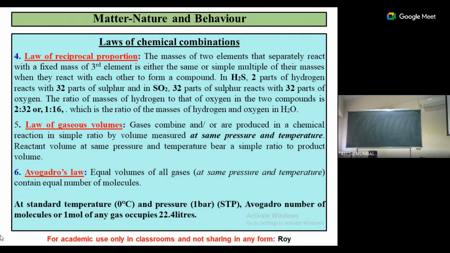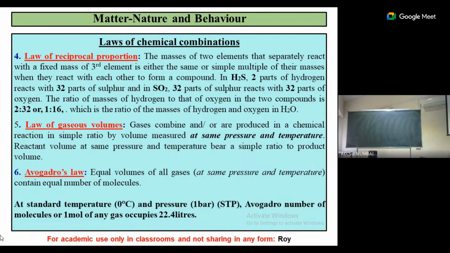So in SO2, 32 parts by weight of sulfur react with 32 parts by weight of oxygen. In H2S, 32 parts by weight of sulfur react with 32 parts by weight of oxygen. So the ratio of the mass of oxygen in SO2 to the mass of hydrogen in H2S is 2:32, or basically 1:16. In water, it is 2:16. So it is a simple multiple, 2 times.